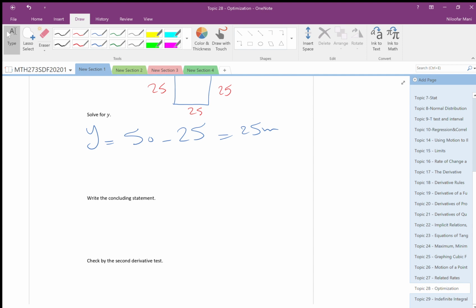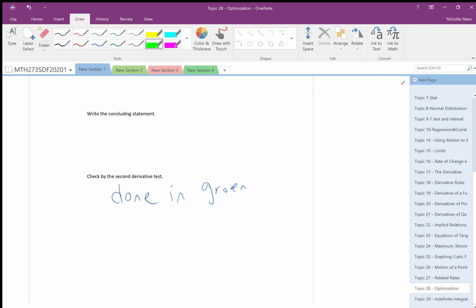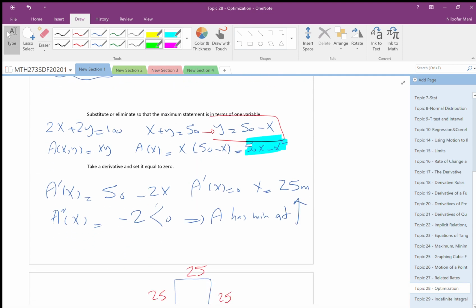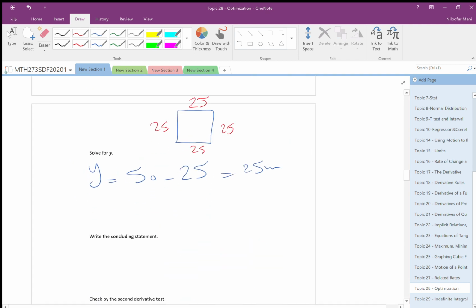Okay, so check the second derivative test that we did on the last page. So I can say done in green. And then I can make it green there. Okay, so here I can go there and just show, yes, this one. Okay, this is second derivative. Look at this.